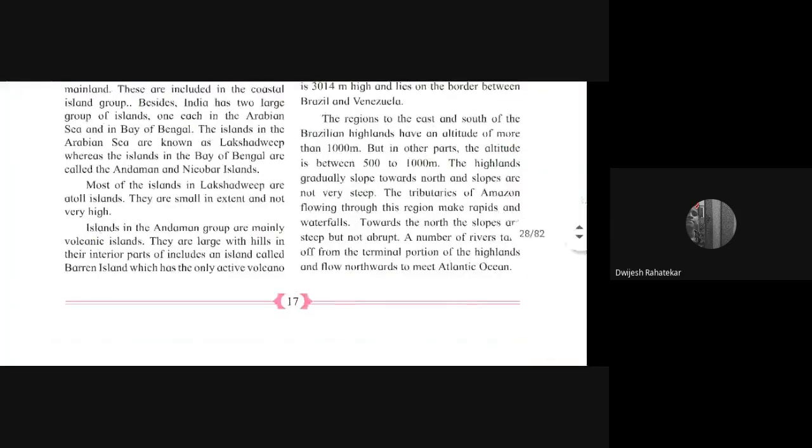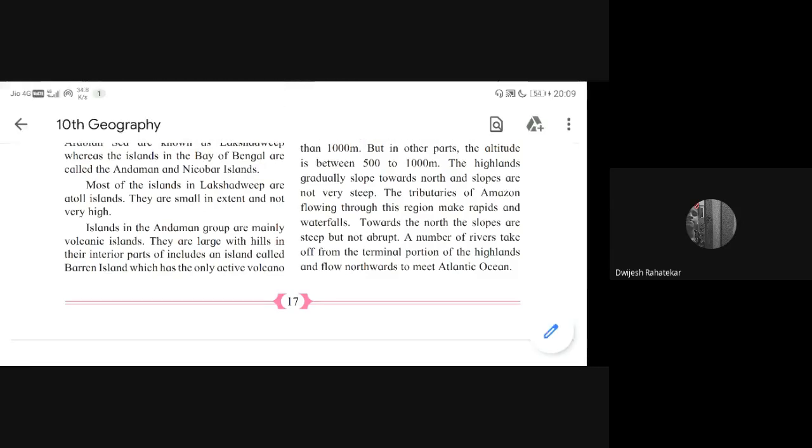most of the islands in Lakshadweep are atoll islands. They are small in extent and not very high. Atoll islands is a name given to that. As we have seen, they are not very high and they are at the sea level, because it is in greenish color. So that means it is at sea level. So you have to remember that most of the islands in the Lakshadweep are atoll islands.